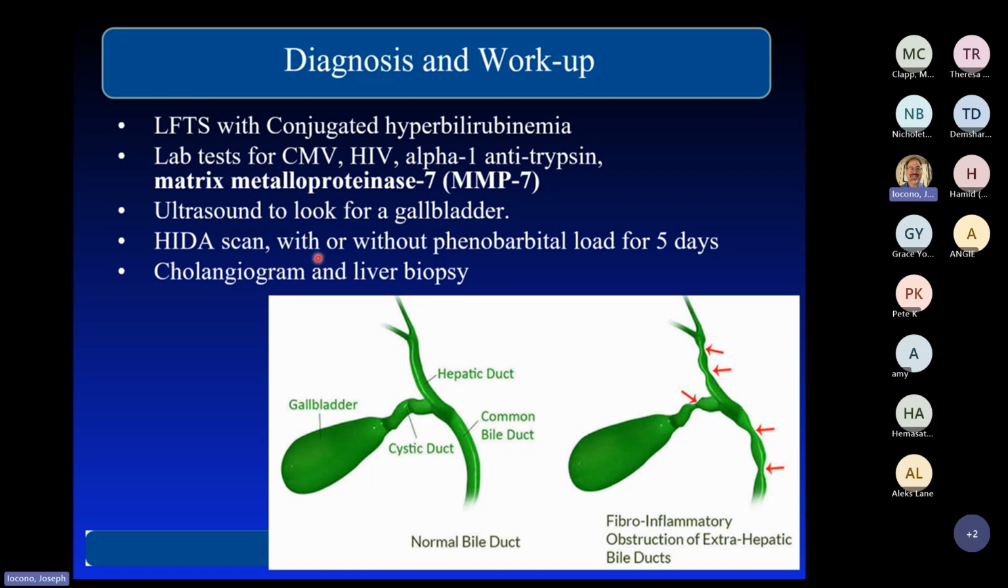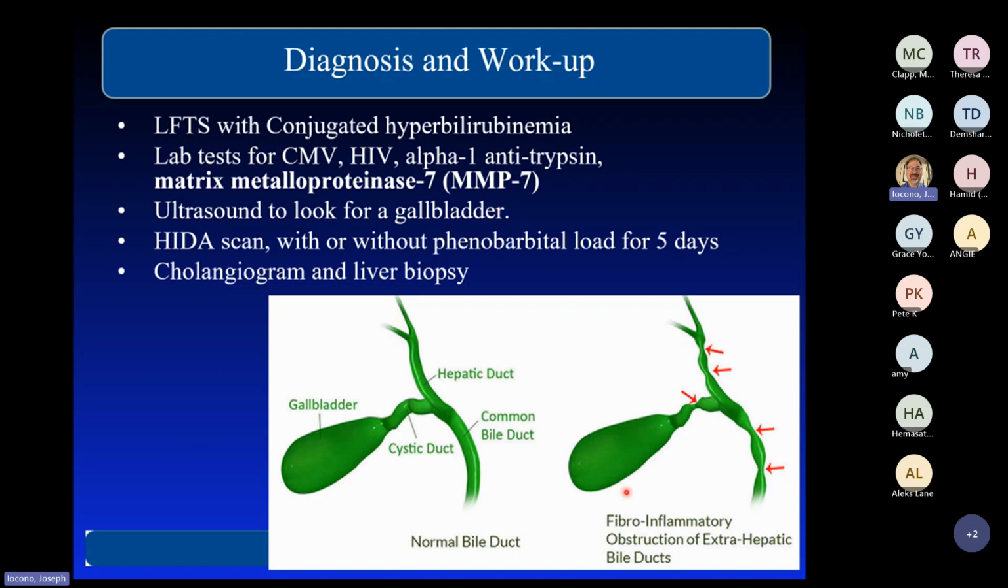HIDA scan with or without phenobarbital load, meaning the phenobarbital will make the liver secrete more bile, so you get a better study. If you do find a gallbladder, but you're still persistently hyperbilirubinemic and all this stuff is negative, you can do a cholangiogram, a liver biopsy, and look for other reasons. IR loves to say they can do cholangiograms. Easier said than done. The operation is a diagnostic laparoscopy.